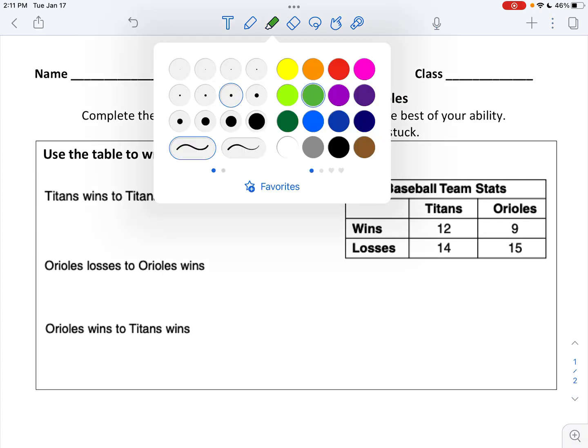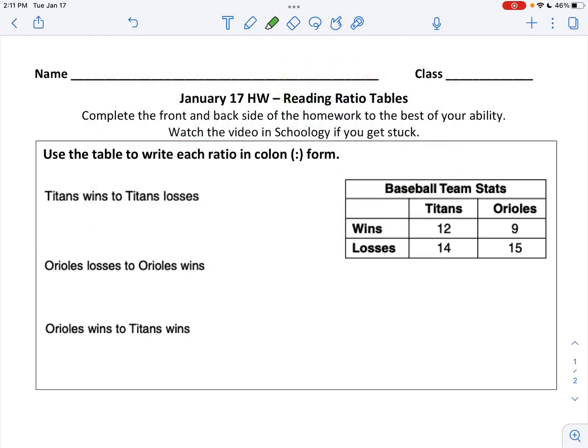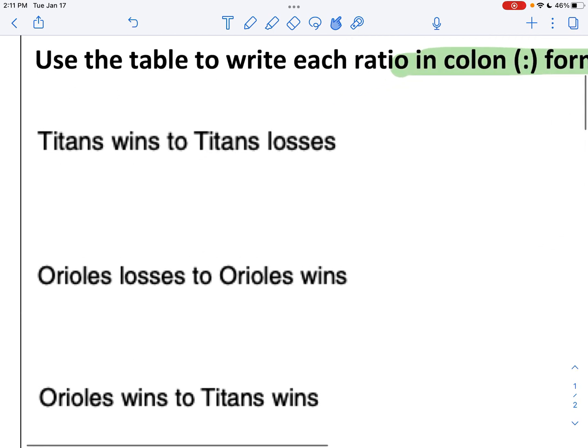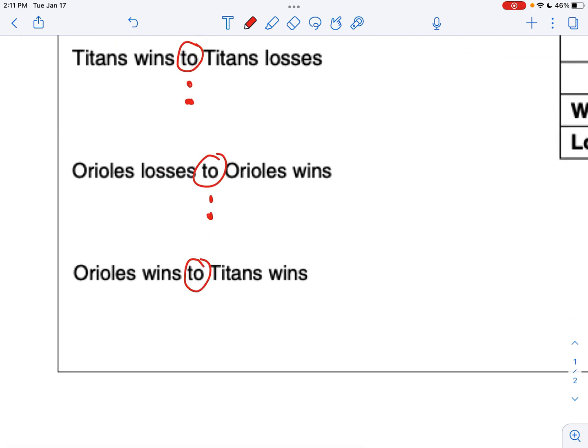One thing I noticed right away is that it says use the table to write each ratio in colon form. So that means I'm going to find each 2 and write a colon. Here's a 2, colon, and here's a 2, colon.